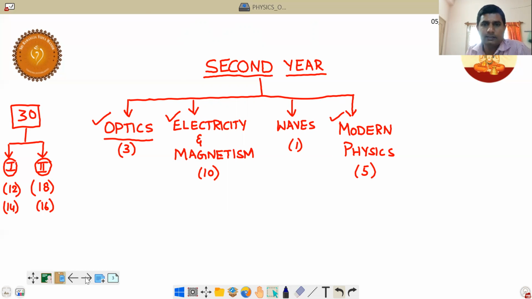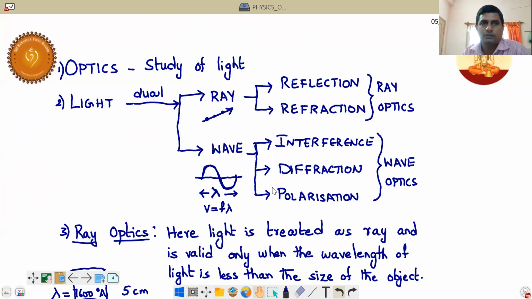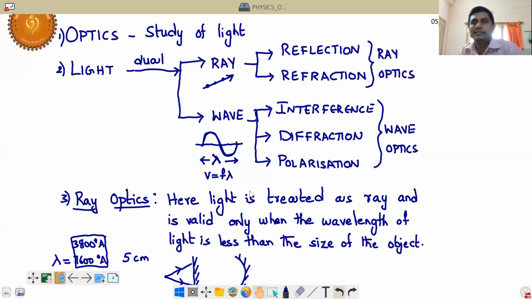Next slide is this one, where this is called optics. I'm starting the first topic, that's called optics. So first unit, optics. What is meant by optics? It's nothing but the study of light. And we know light has dual nature, that means it behaves both as a ray as well as a wave.